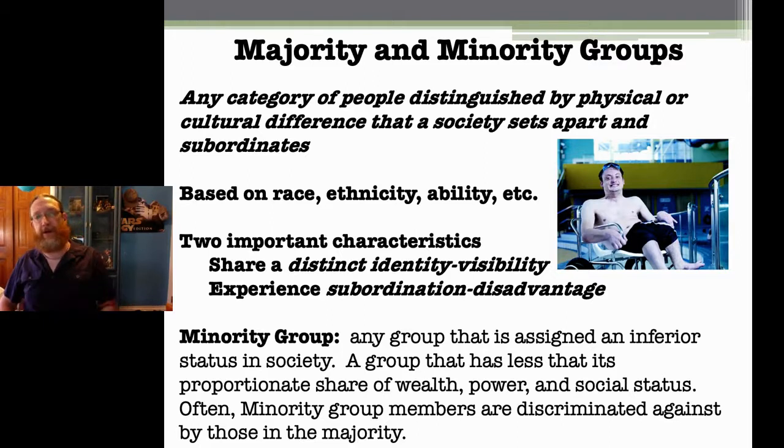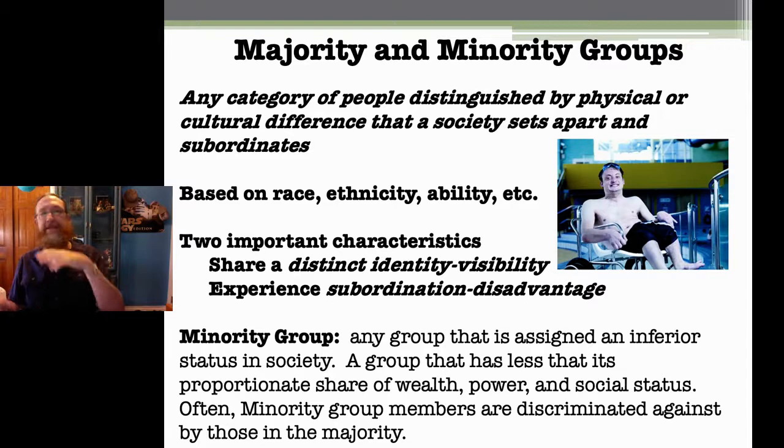So majority and minority groups, let's define those. Any category of people distinguished by physical or cultural differences that a society sets apart and subordinates, okay? So based on race, based on ethnicity, or differing levels of ability.